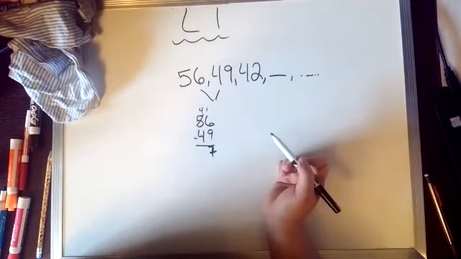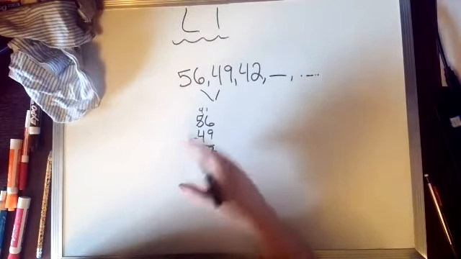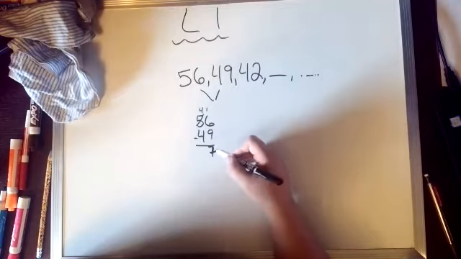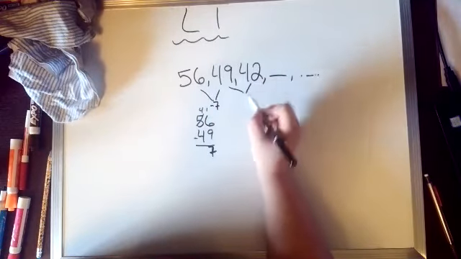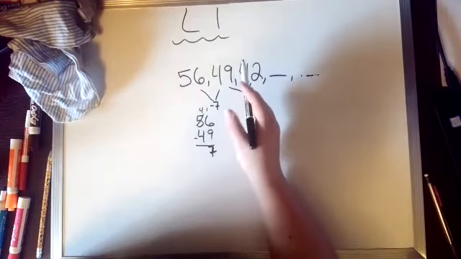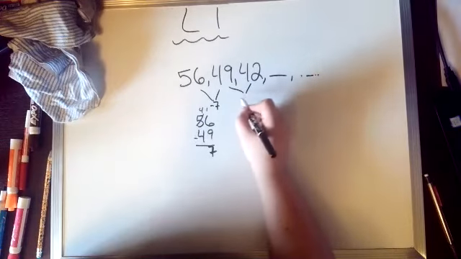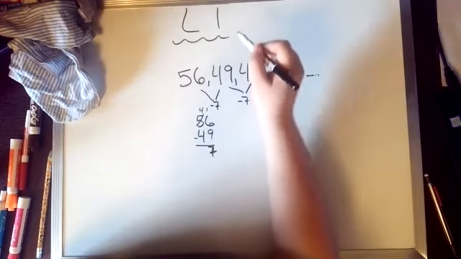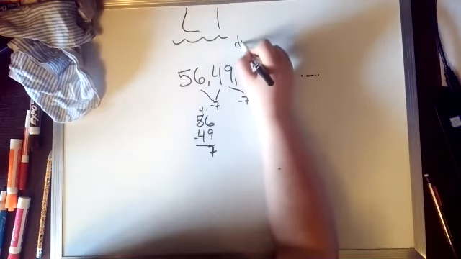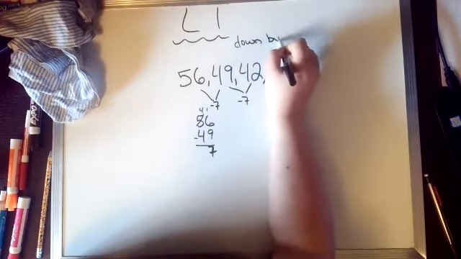And I have 7. Now, if you knew your 7 times tables, then you might be able to do this without doing this. However, let's say you didn't. So I'm taking away 7. As I said, we always want to check just in case. 49, take away 42. If I did my math, I would find out, hey, look, it's take away 7 again. Which means I now know that this sequence is going down by 7.